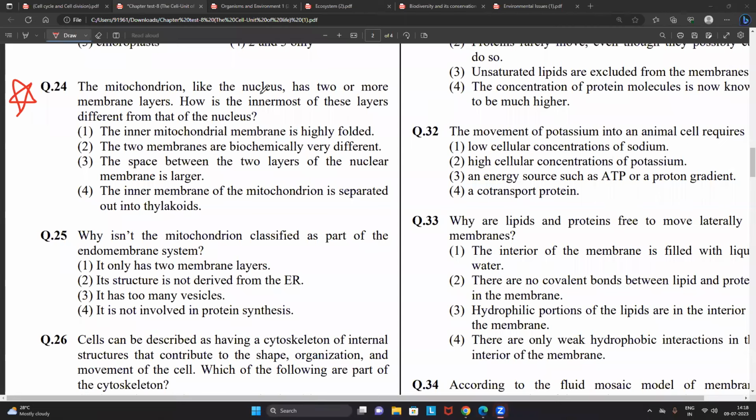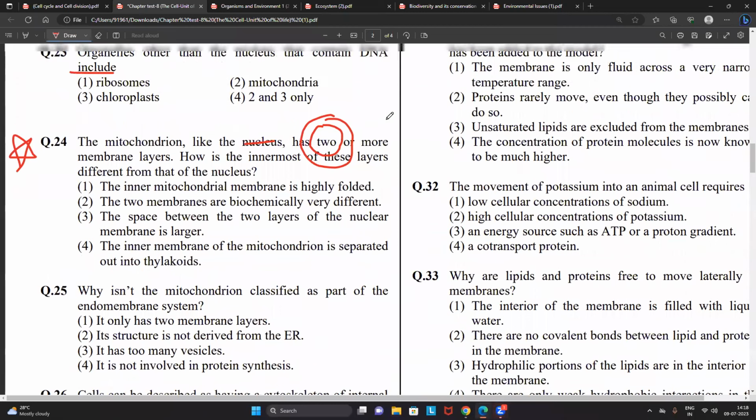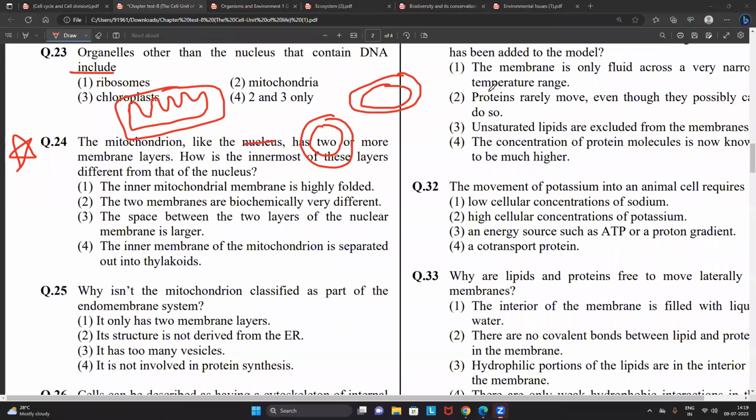See, we all know very well, friends, the nucleus has a double membrane, mitochondria have a double membrane, and chloroplast also has a double membrane. In the nucleus, this is the outer membrane, this is the inner membrane, together we can call the nuclear envelope. In the chloroplast, this is the outer membrane, this is the inner membrane. But in the mitochondria, this is the outer membrane, but the inner membrane can undergo folding into structures which we call cristae, which are never observed in the nucleus or in the chloroplast. Hence the correct answer is number 1.